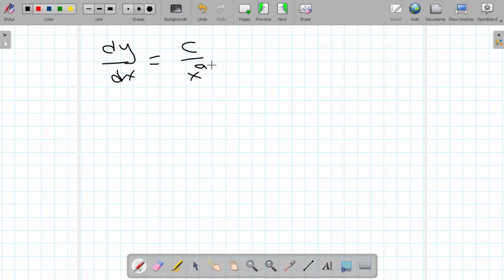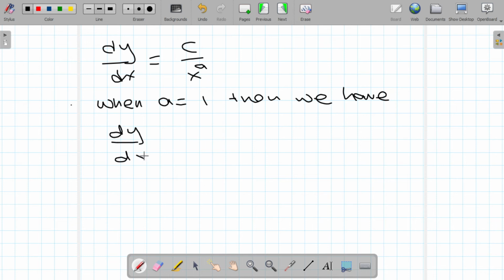And now this is where we have to consider when a is 1 and when a is not equal to 1. Because when a is equal to 1, then we have dy by dx equals c over x.